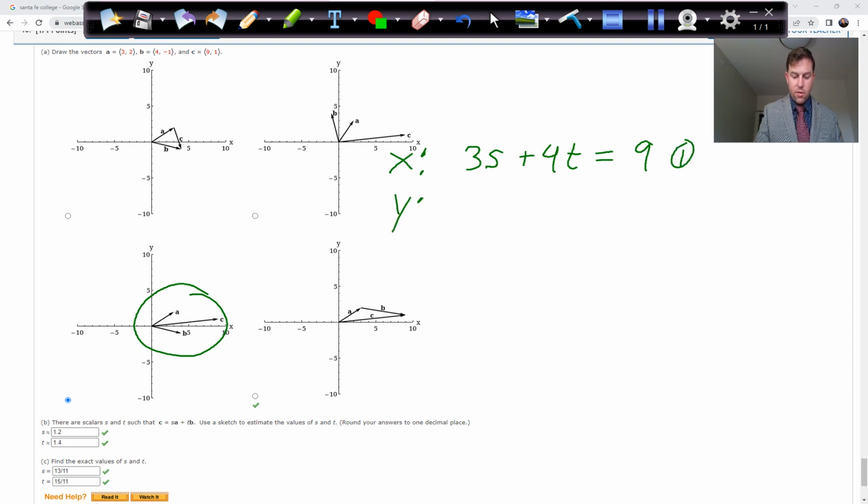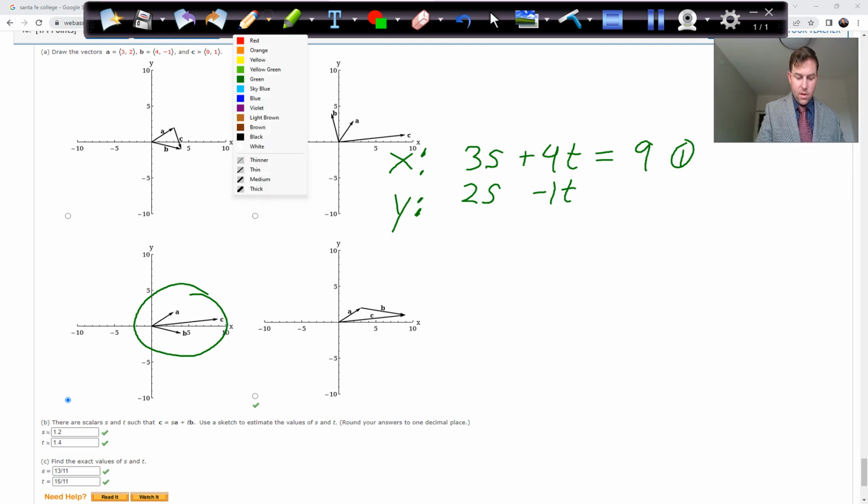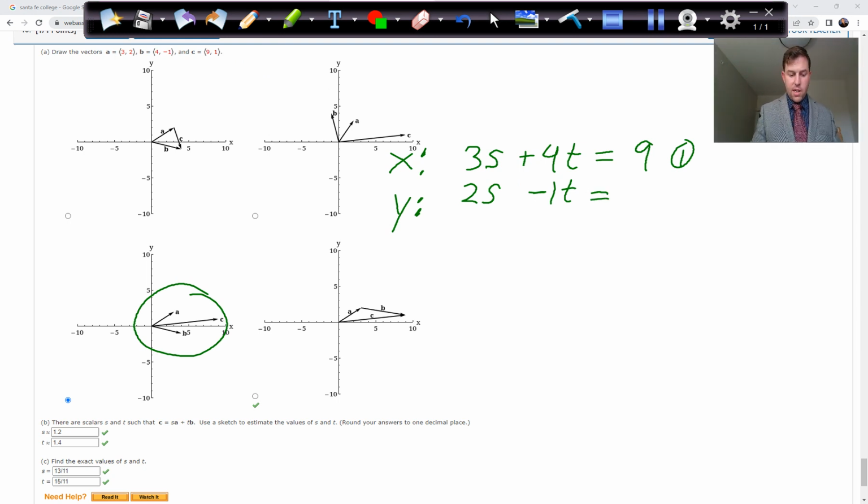Then in the Y component, we're going to take S again times the Y component of A, which is 2, so we're going to get 2S. Plus minus 1 times T. In fact, let me get rid of that plus sign and just call it minus 1. So we're going to take minus 1, the Y component of B, times T, and that has to equal the Y component of C, which is 1.